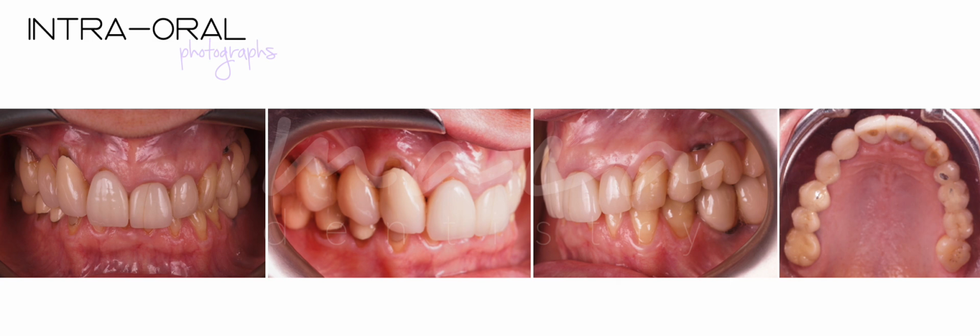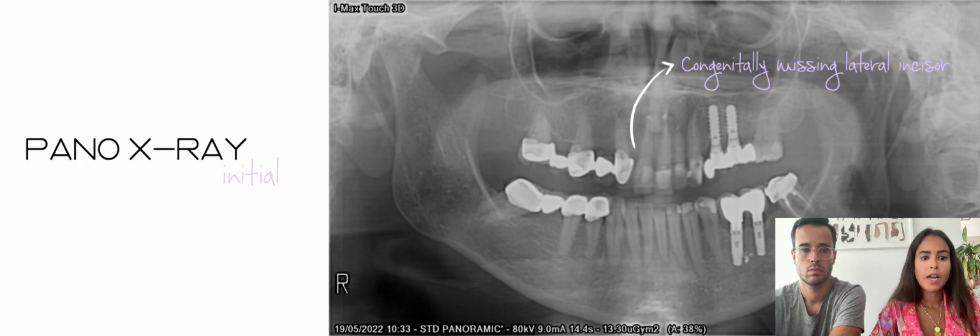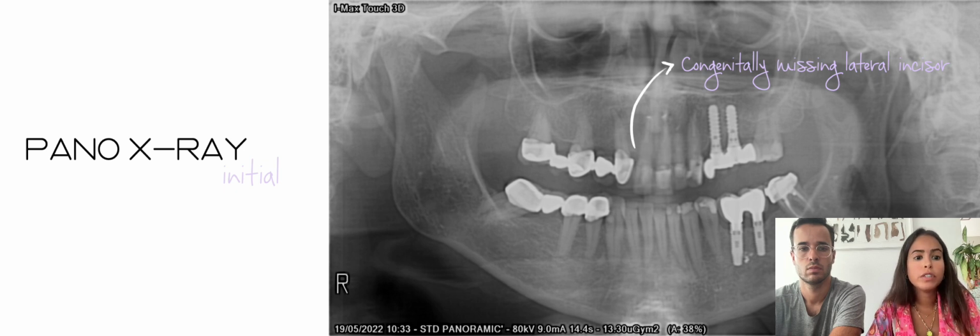In these initial intraoral pictures, we can better understand some of the problems she had. So we can see bad marginal adaptation and fractured crowns, several gum recessions, deep bite, and a lot of other problems. And then when looking at the panoramic X-ray, we confirm that she has a congenitally missing lateral incisor. Also, we can notice that the front teeth were already extensively restored.